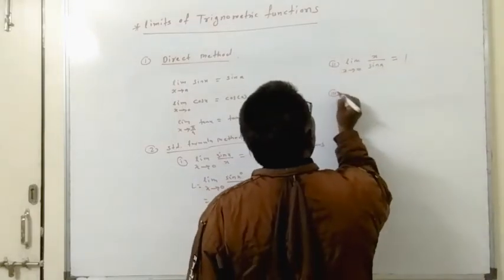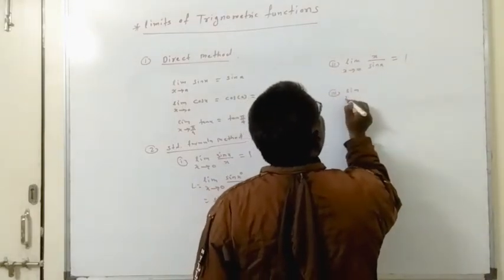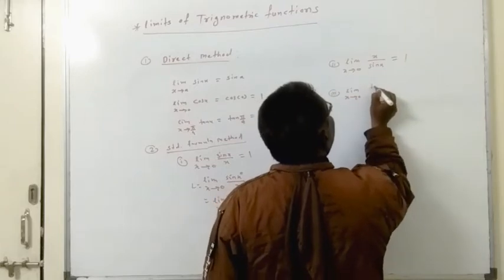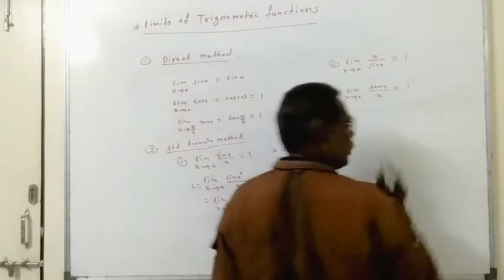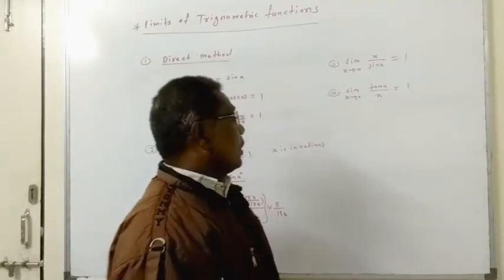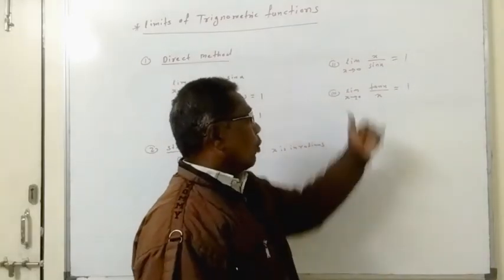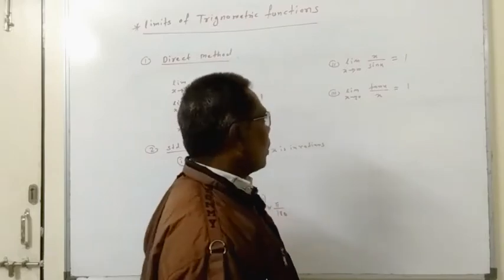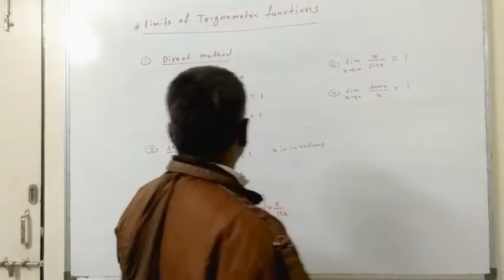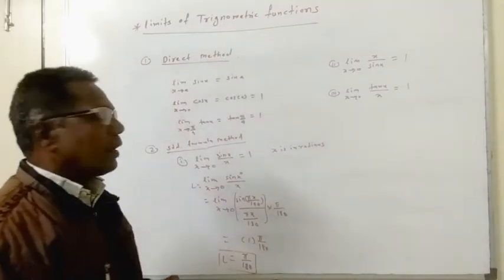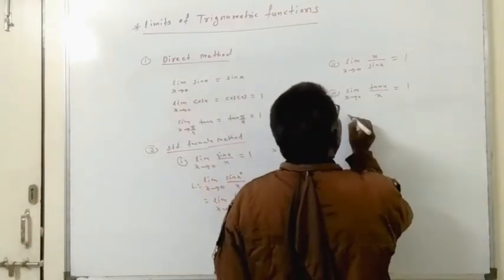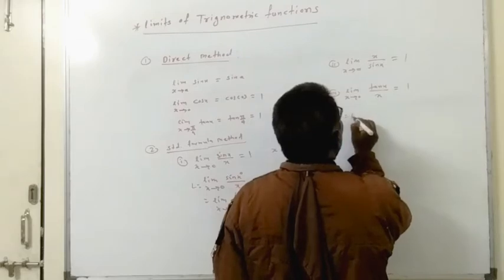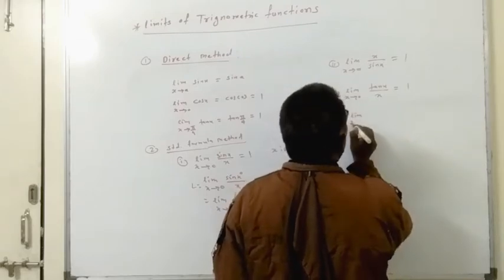Now the third formula we get: limit x tends to 0, tan x upon x. So this is also equal to 1. While solving the examples, this formula can be directly used, or sometimes this formula can be converted into the first formula, and that depends upon the example. So let us see how this formula comes.